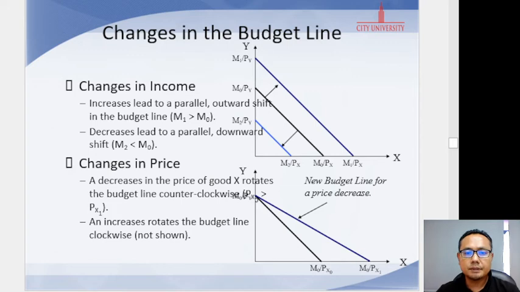So the consumer opportunity set depends on market prices and the consumer's income, changes in price and changes in income. As these parameters change, so will the consumer's opportunities. So let us now examine the effect on the opportunity set of changes in income by assuming prices remain constant.